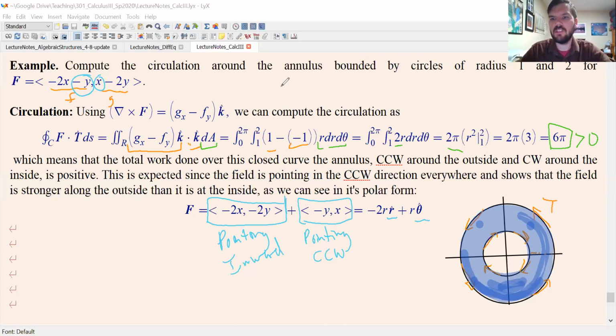Let me try drawing these a little bit. They're pointing counterclockwise and in. So something, let me see. Can you see that? Yeah. And as we go in, they get smaller. As you go out, they get bigger.